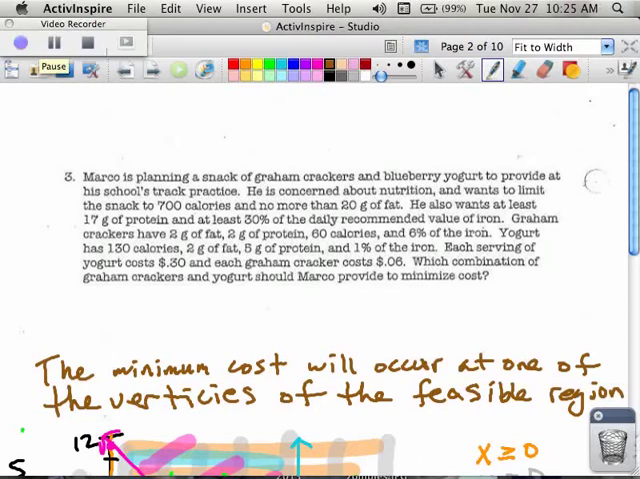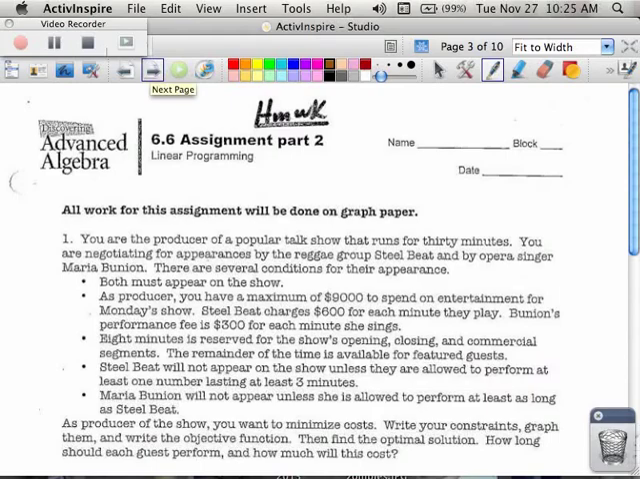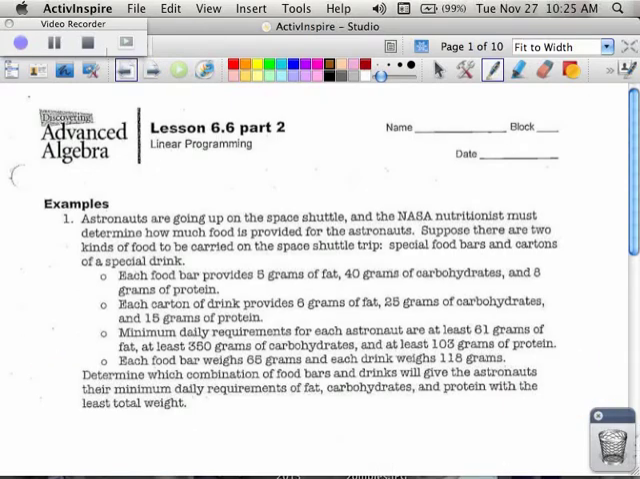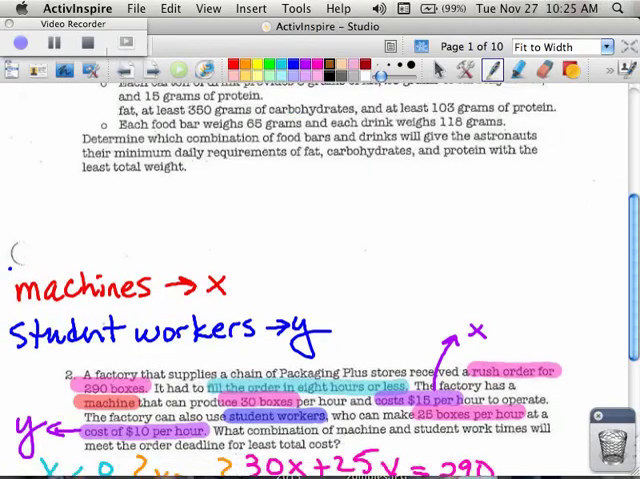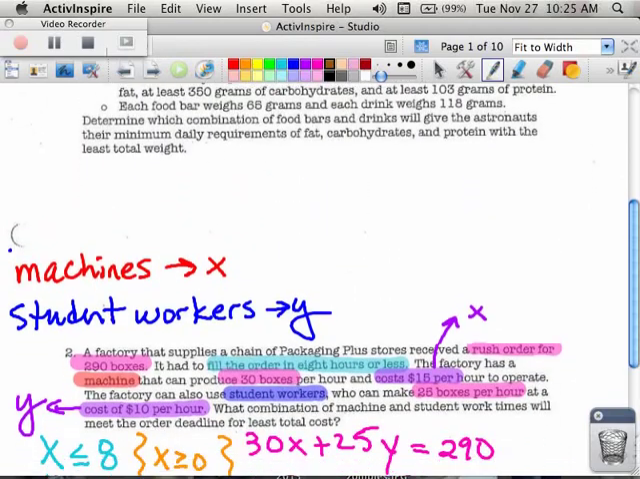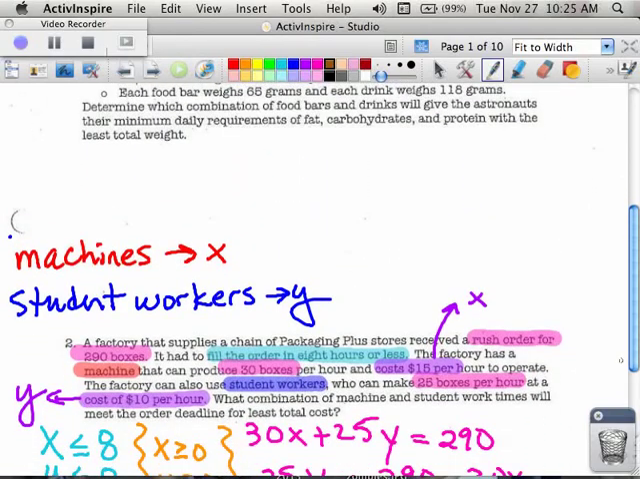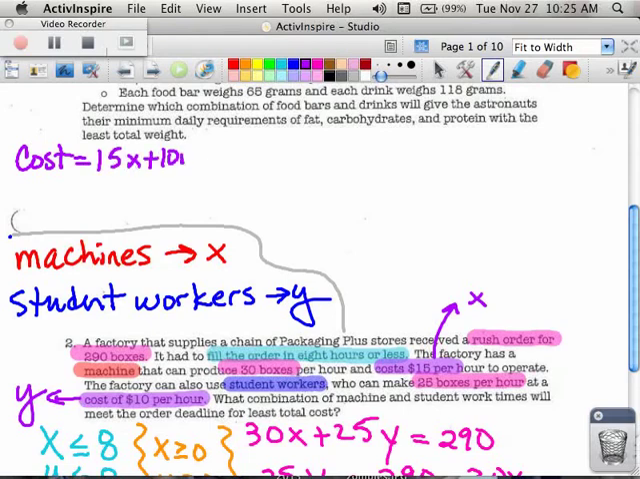With those 3 points, I'm going to plug in each of those values. I'm going to go to another screen so you can see this in a cleaner method. All right, well, I'll just make it work. Here we go. So our cost, if you remember in the purple, was equal to 15x plus 10y.